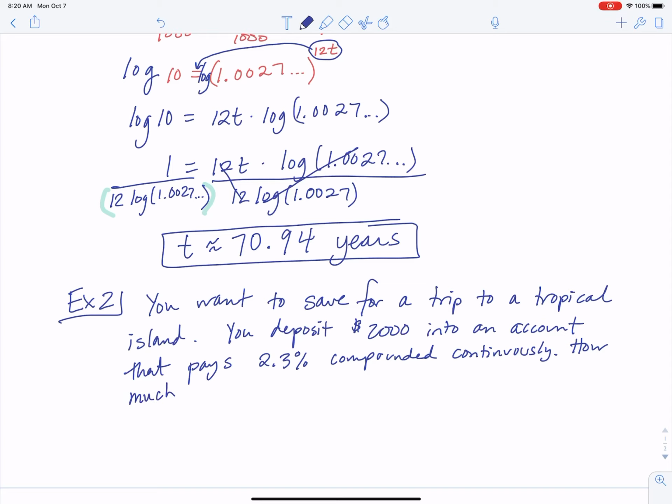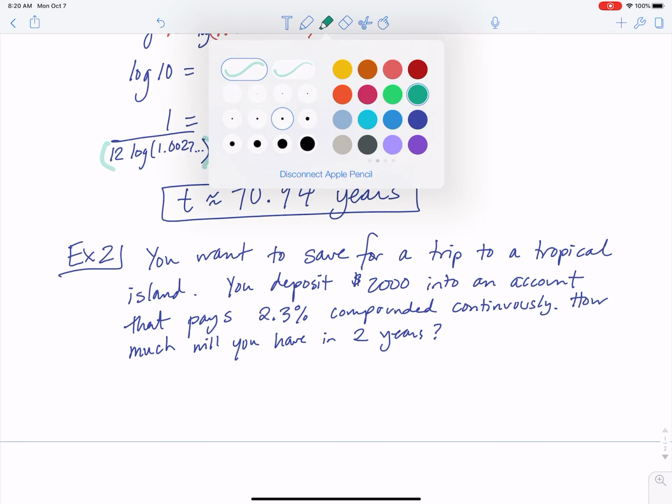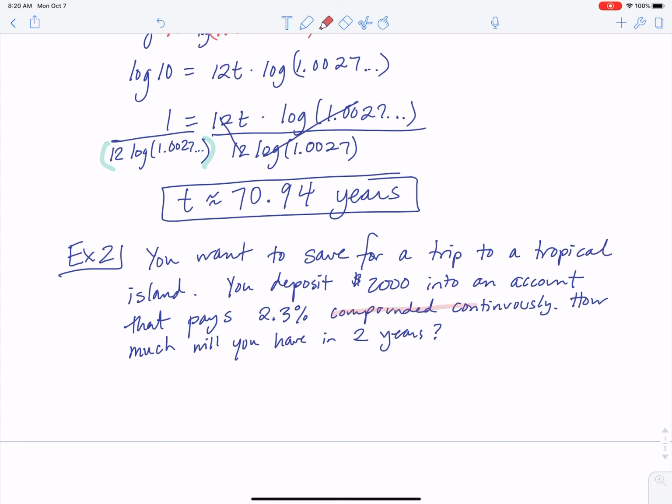How much will you have in 2 years? Sorry, that's messy handwriting. I'm using a lot of 2s as well. So, keyword in this one, friends, compounded continuously. So that is your key phrase to let you know that this is a PERT problem. Okay, so we are going to do A equals P E to the RT.